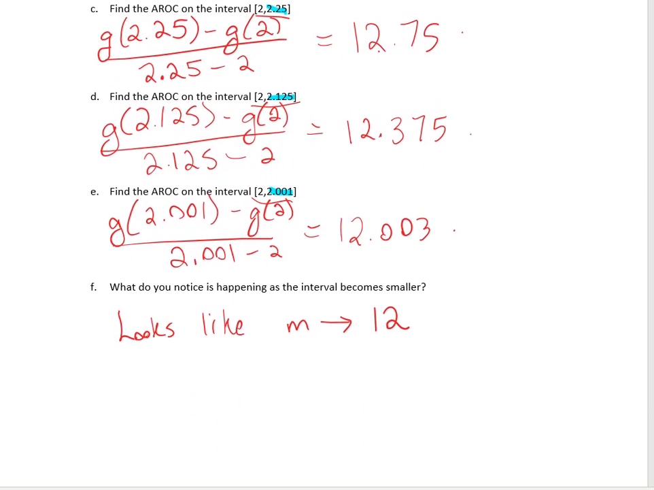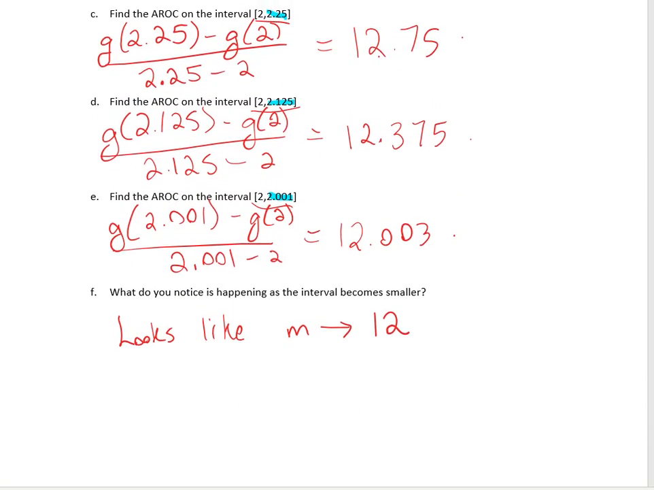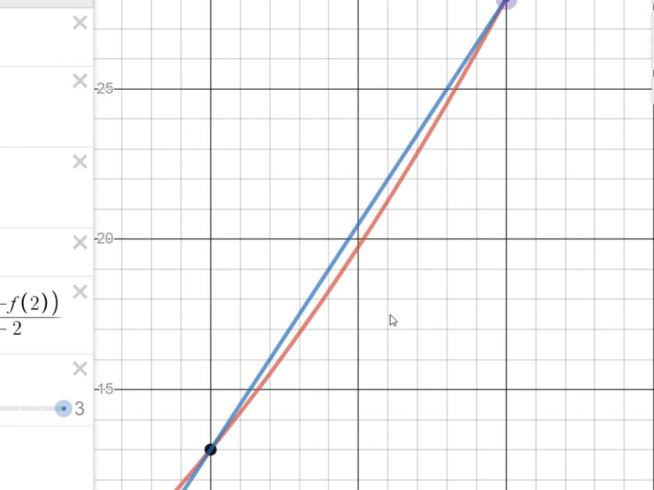So let me show you what we just did graphically. What I have here is a picture of our function, 3x squared plus 1, in the red, and then in the blue I have our secant line.